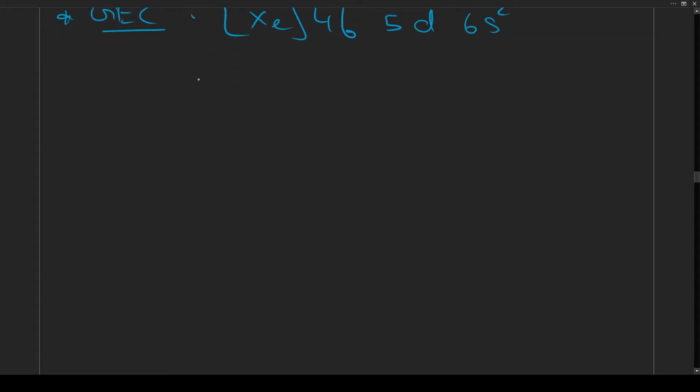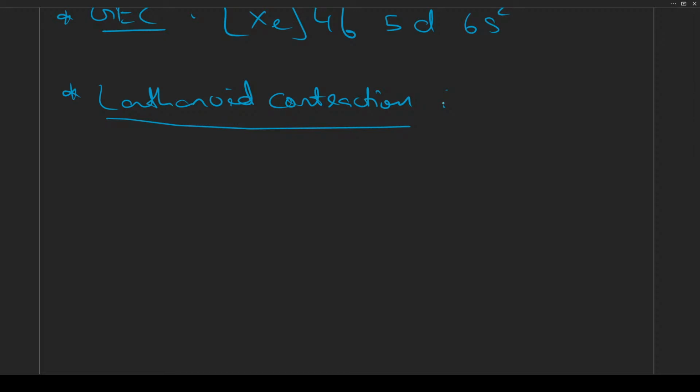What is lanthanide contraction? There is a specific topic that is very important here. Lanthanoid contraction. The gradual decrease in atomic and ionic radii from lanthanum to lutetium is called lanthanoid contraction.